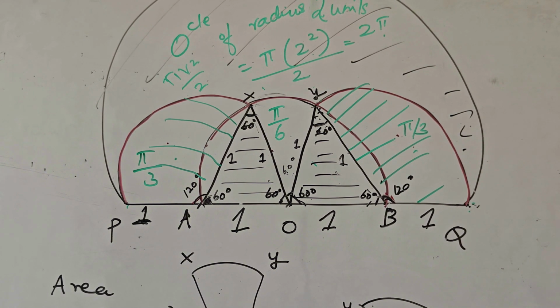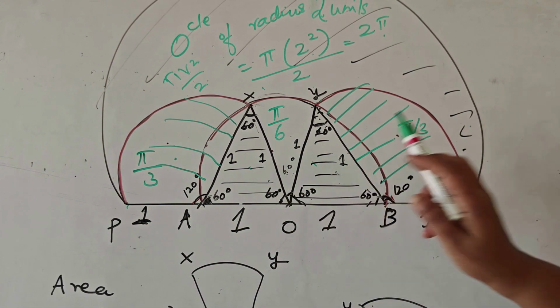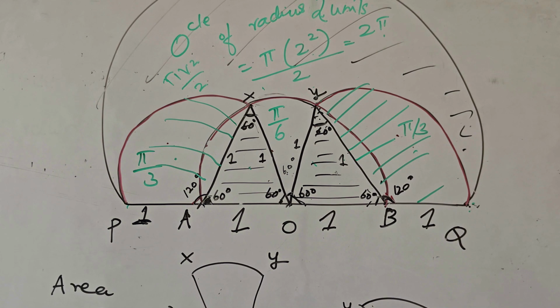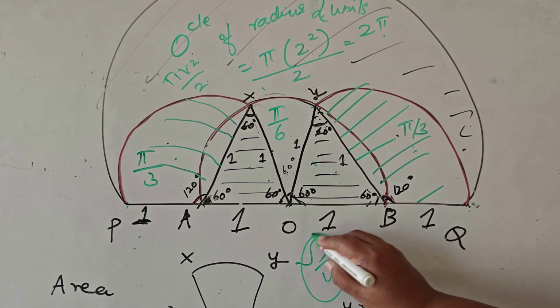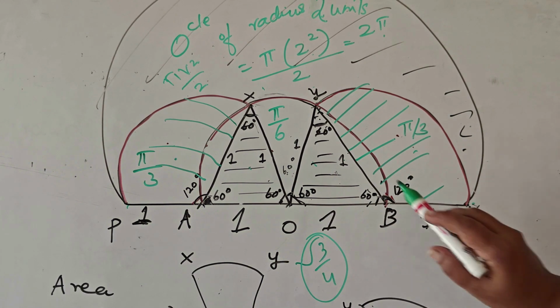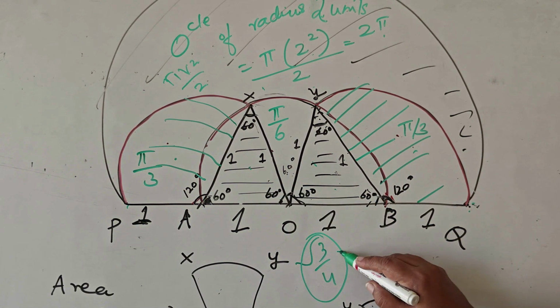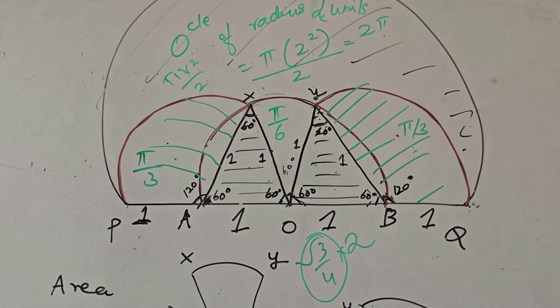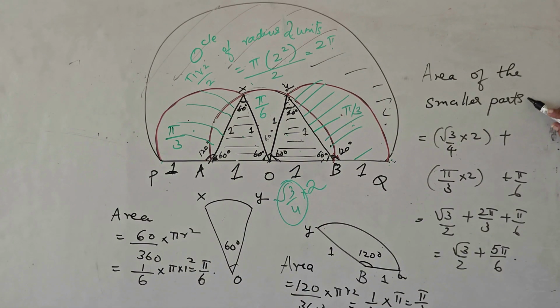Now, what is remaining are the areas of two equilateral triangles, whose area can be easily found out by using the formula root 3 by 4 into a squared. We know the value of a, this is 1. So I have the area as root 3 by 4 into 1 squared, which is root 3 by 4. That is the area of one triangle. The areas of two triangles will be into 2. Now, let us sum up all the small areas and see what it will come to. The areas of the smaller parts have been added up: the area of two equilateral triangles, the area of two sectors of angle 120 degrees, and the area of the middle sector, which is pi by 6. So adding up, this is what we are getting.